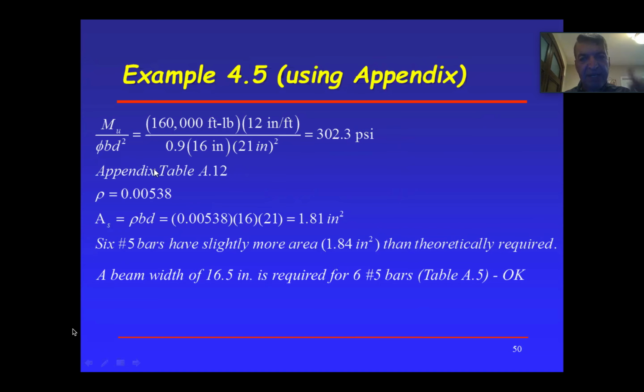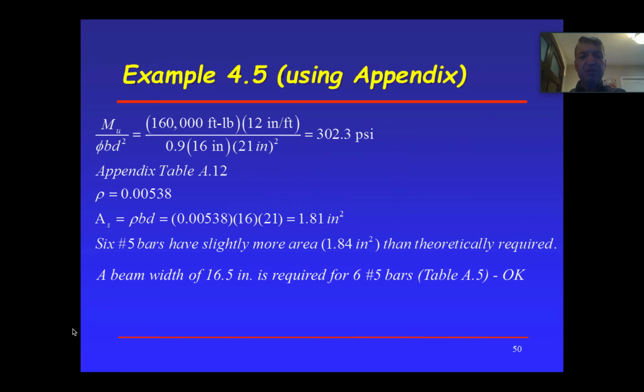You're going to go to the appendix, table A12, and from there, you're going to read rho. The one we just did, we used rho and read Mu over phi b d squared. Now we're going to use Mu over phi b d squared and read rho. Okay, you can go either way. You read rho or you read that. Doesn't matter, whatever you have.